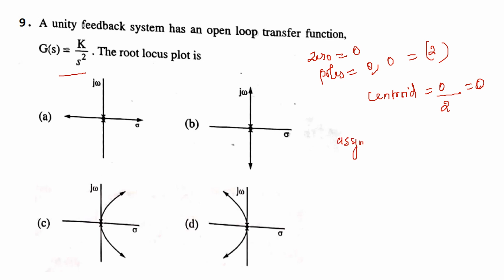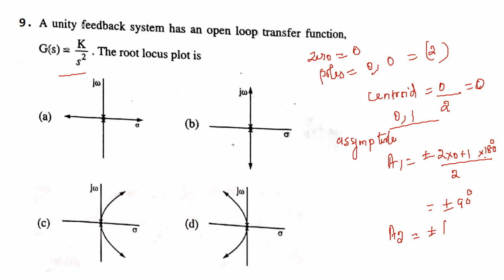And next, the asymptotes. How many asymptote angles are there here? 2 asymptote angles, 0 and 1. So asymptote angle 1 is plus or minus (2 into 0 plus 1) divided by 2, into 180. Here the first angle is plus or minus 90 degrees. In the similar manner, the second angle A2 is plus or minus (2 into 1 plus 1) divided by 2, into 180. So the second angle is 3 into 90, plus or minus 270 degrees.